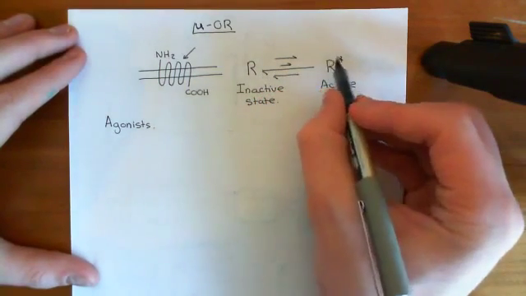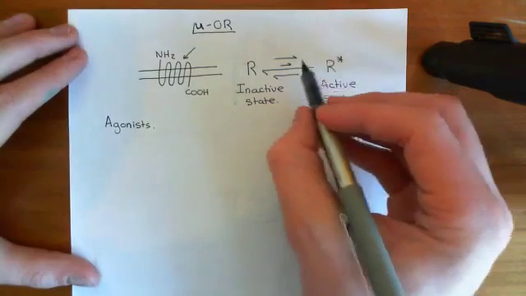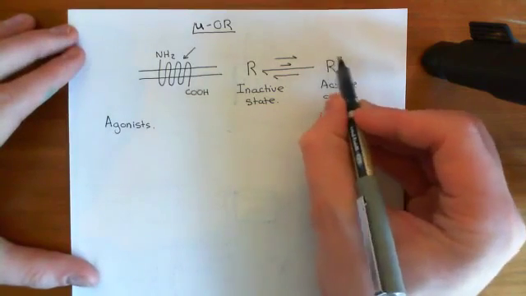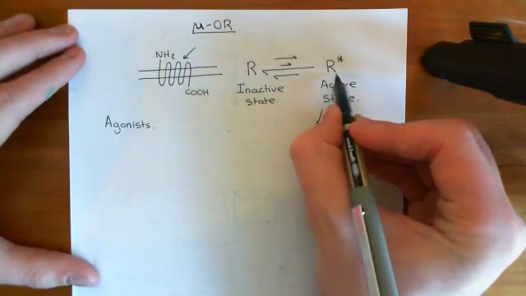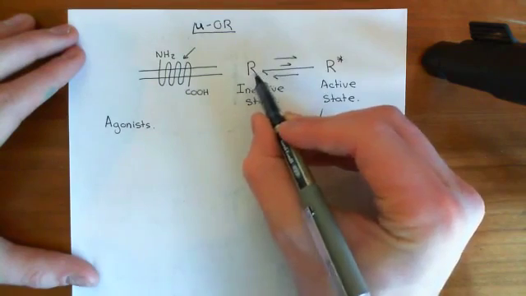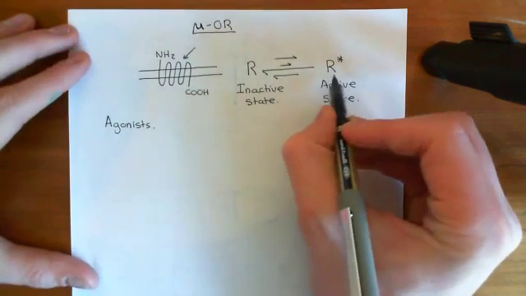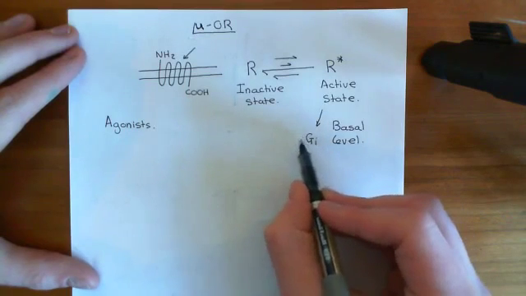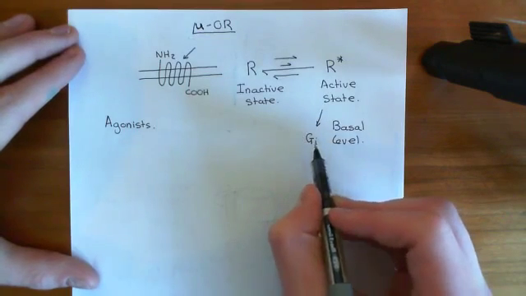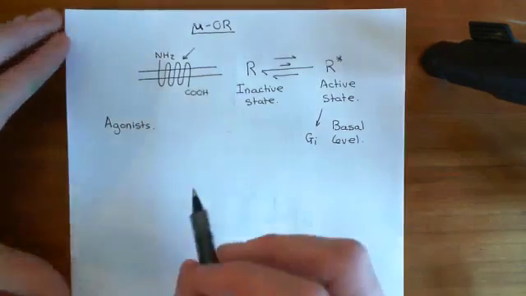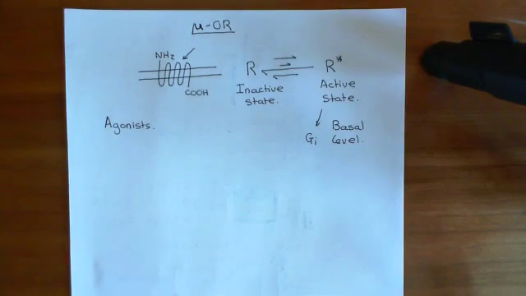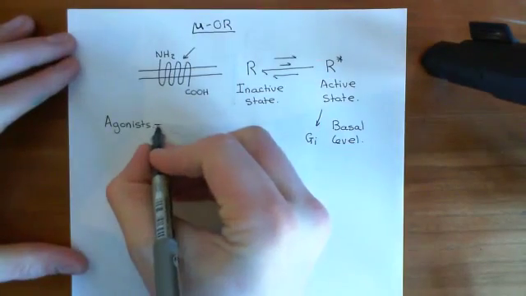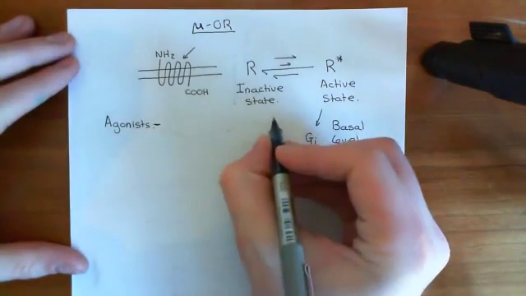Okay, so this is going to shift the equilibrium so that the fraction of receptors that are in this active state compared to the inactive state is going to be much greater. Okay, and then the amount of downstream pathway that they will activate is going to be greater. Now, of course, you will realize from this that there are different levels of agonists. Some agonists will be better than others.